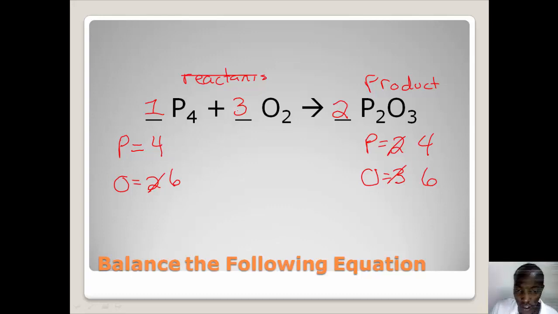Alright? So remember, the 1 is automatically there if there's nothing beside it. You just look at the number. The coefficient times the subscript will get you the number and lets you know how many you have. So 1 times 4 is 4, 3 times 2 is 6, 2 times 2 is 4, 2 times 3 is 6. Let's do another practice problem.